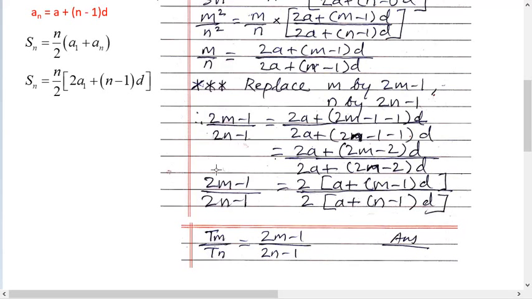1 into d, right? And here the left hand side is the same, (2m minus 1) upon (2n minus 1). The 2 is gone. Okay. But what is this? A plus (m minus 1) into d.